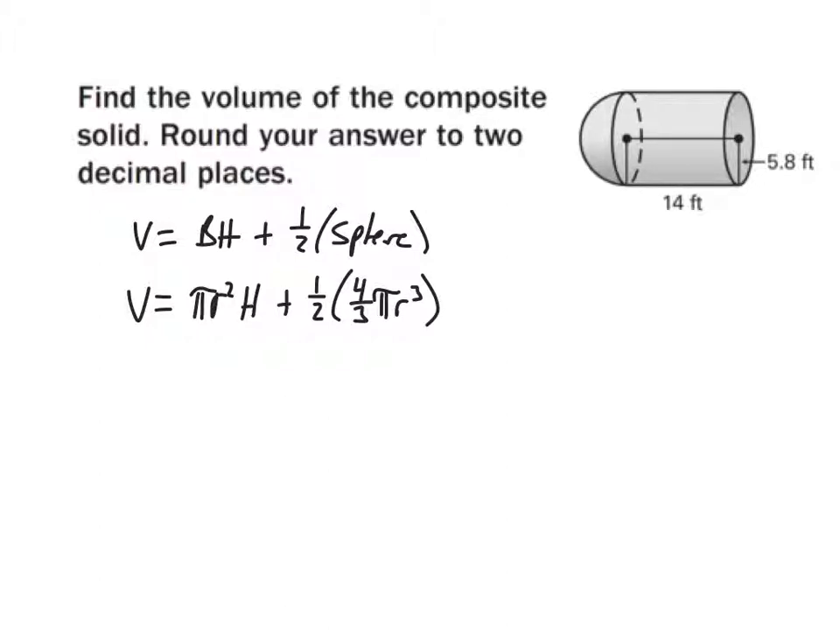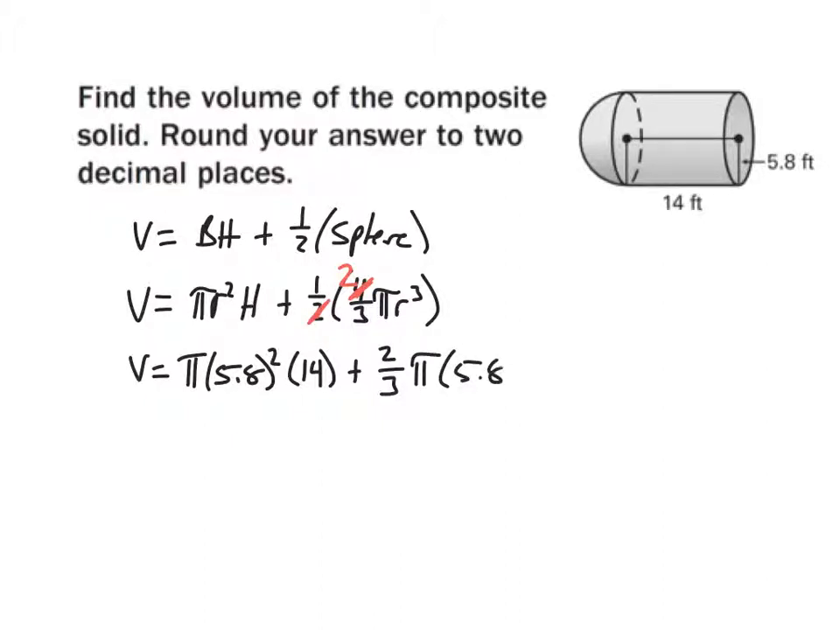So next, I see my radius is 5.8. And I see the height of the cylinder is 14. So let's plug that in. Pi times 5.8 squared times 14 plus, at this stage, I also like to multiply the 1/2 times the 4/3 because it's easy to do. It gives me 2/3 pi times 5.8 cubed. All right, now here's the issue.